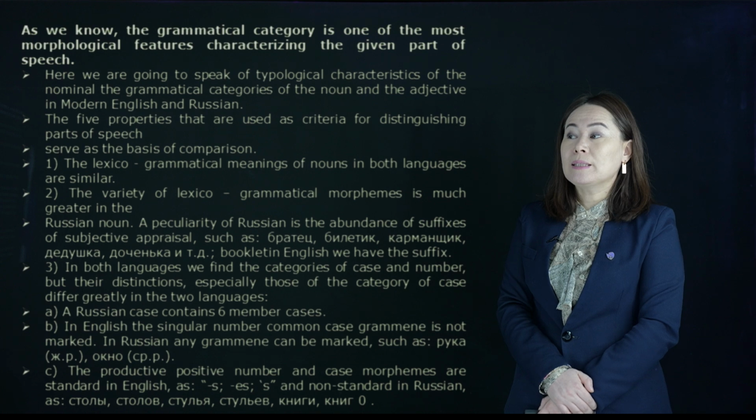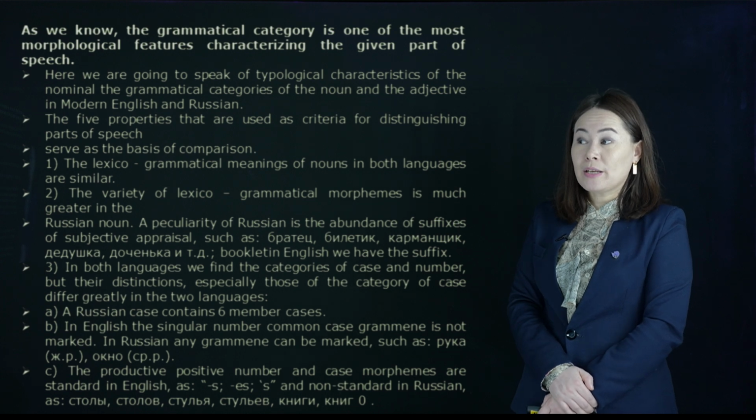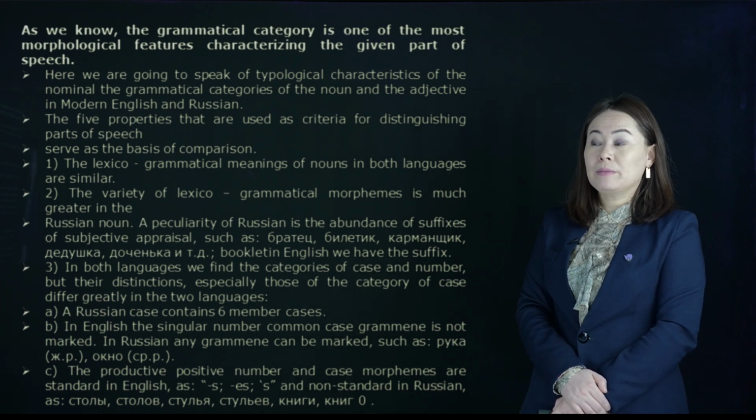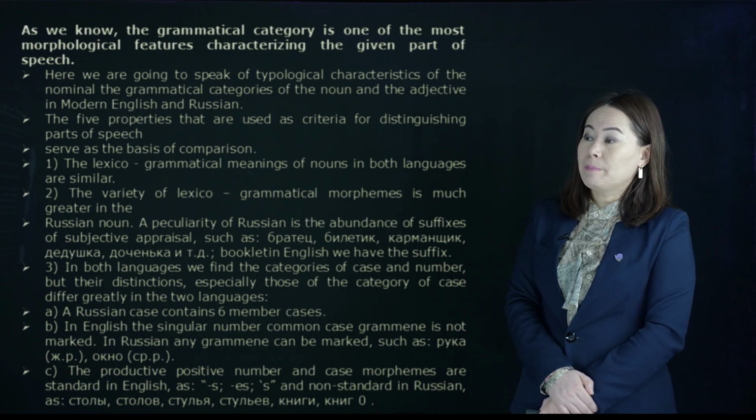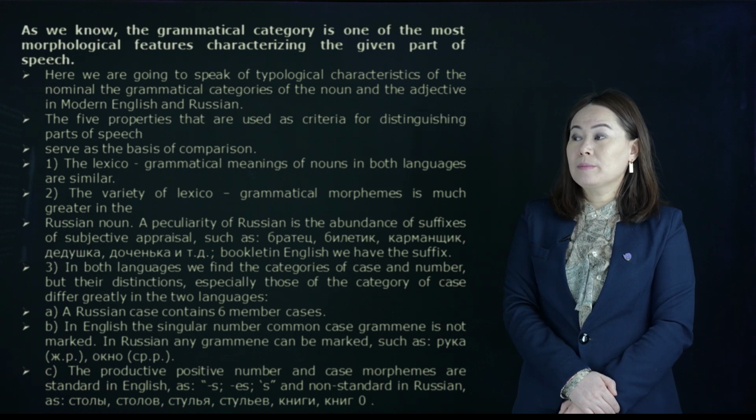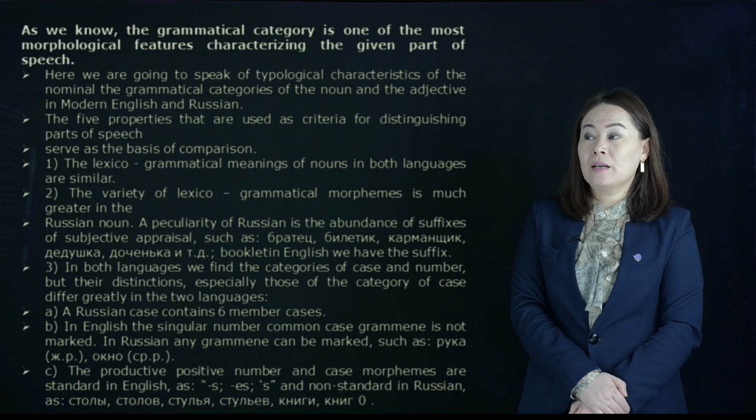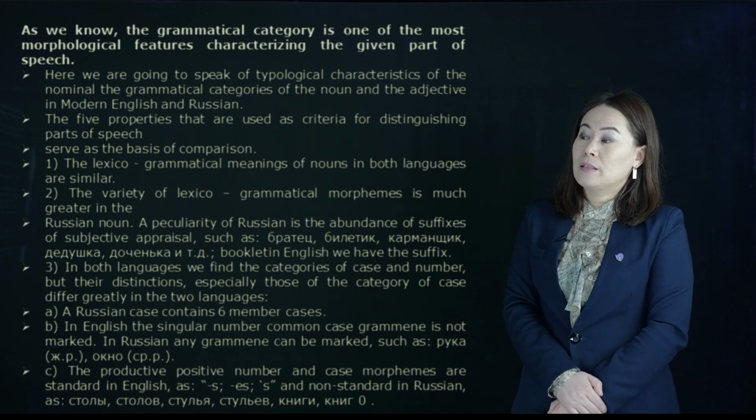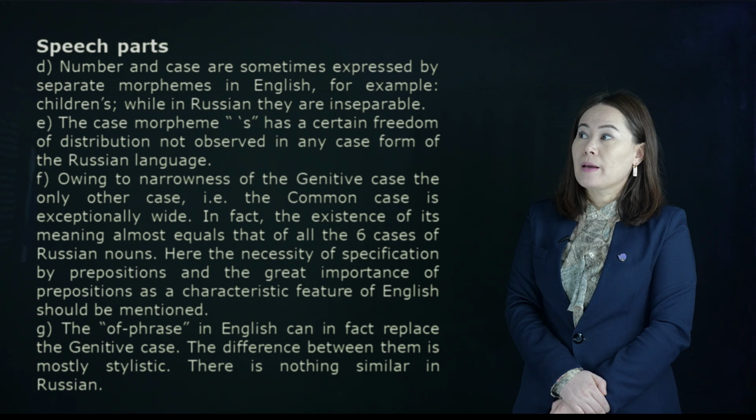In English, the singular number, common case, grammeme is not marked. In Russian, any grammeme can be marked, such as рука, окно. The productive plural number and the case morphemes are standard in English as -s, -es, and non-standard in Russian, as столы, столов, стулья, стульев, книги, книг.